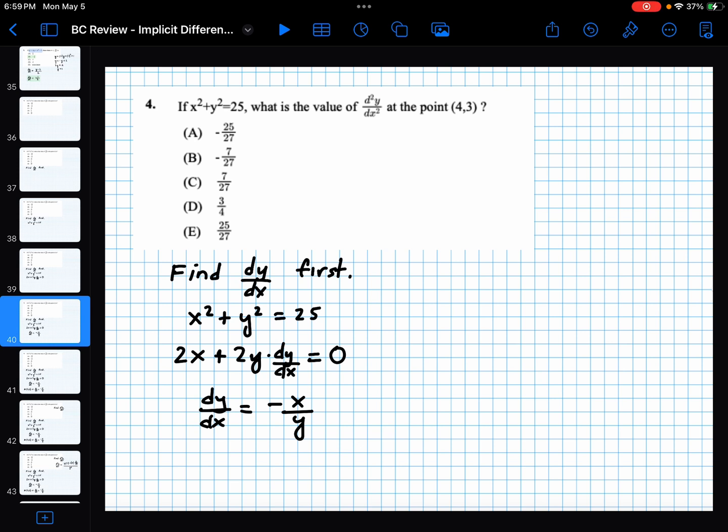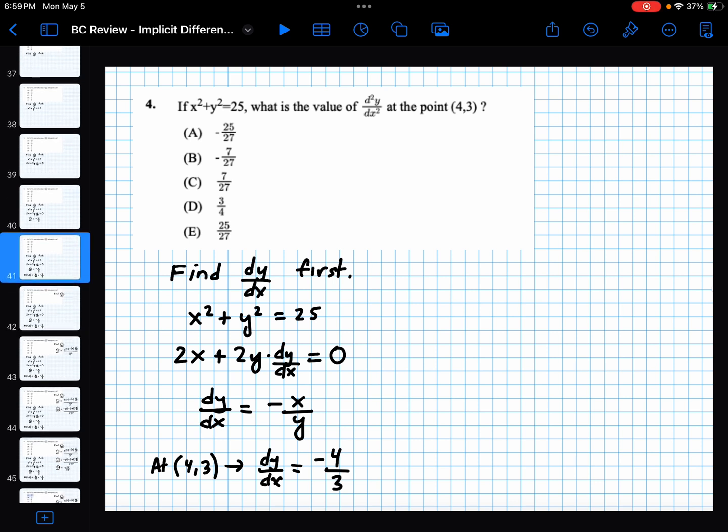Right? So now, once I have that, I'm going to look for my second derivative. I just want to make a little point here, though, that if we're finding the second derivative at the point (4, 3), it's probably helpful to figure out what dy/dx would be at (4, 3) first. In this case, it's negative 4 over 3. You'll see why we're doing that here in just a moment. So now I go and I find the second derivative.